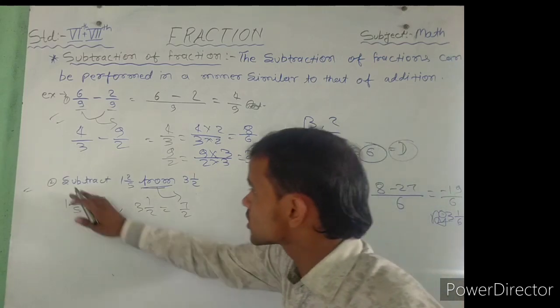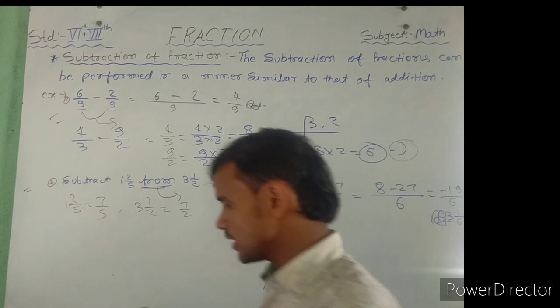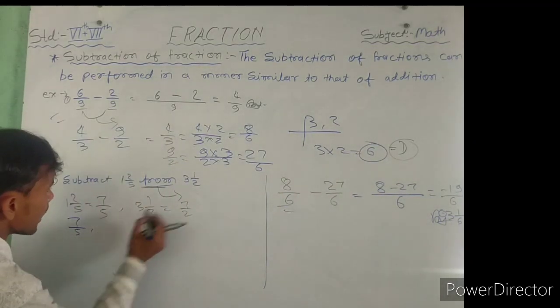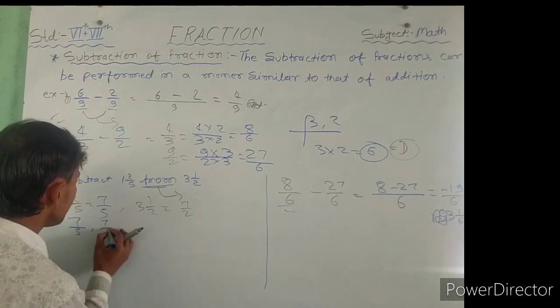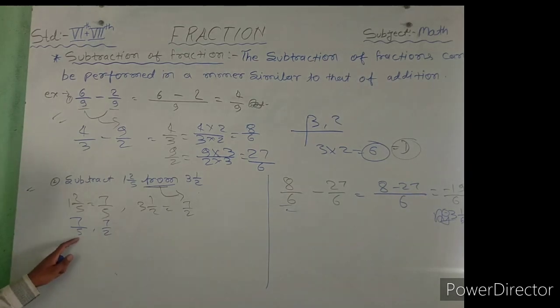After that you subtract it. Here we take 7 by 5 and 7 by 2. Like fraction or unlike fraction: it means if the denominator is different, then the question is in unlike fractions. Is that clear? So firstly you change to like fractions.